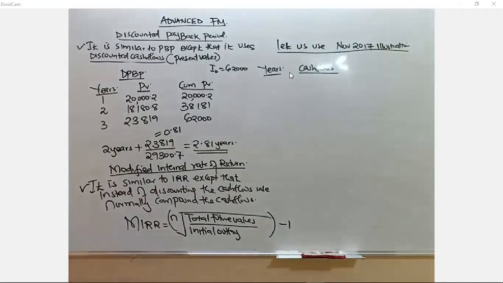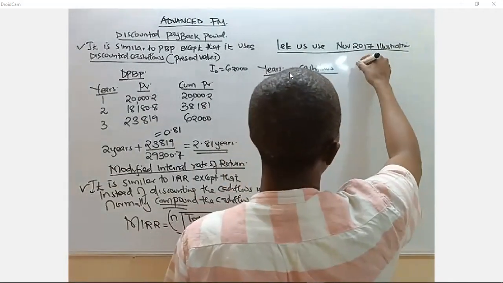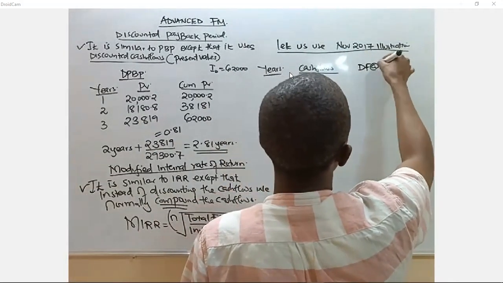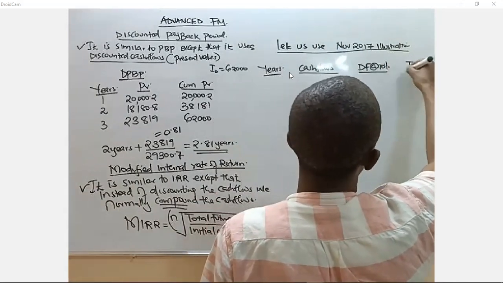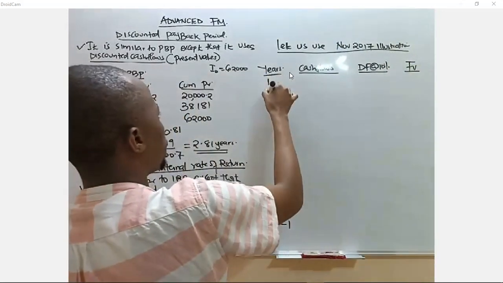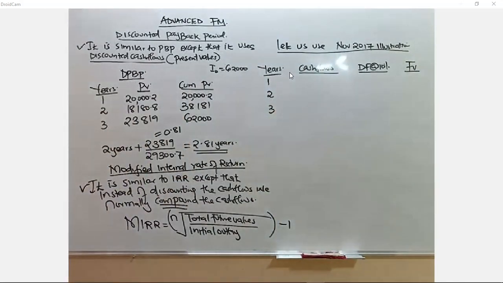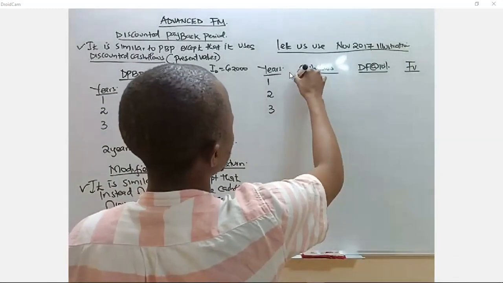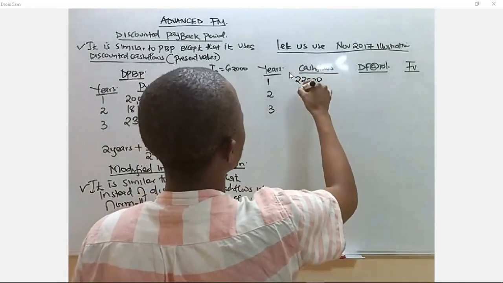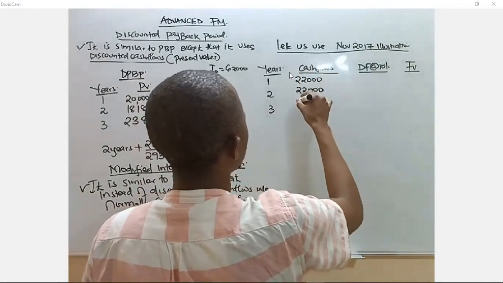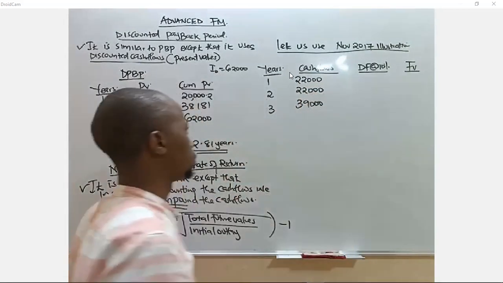And in this case, remember, the determination of the future value is normally done by the compounding, right? So we have our discount factor at the rate of 10%. Then we are going to be determining the future value. So we have year 1, year 2, year 3. We are looking at the cash flow generated for each year. Year 1 was 22,000. Year 2 was 22,000. Now year 3 we said was 9,000 in total.